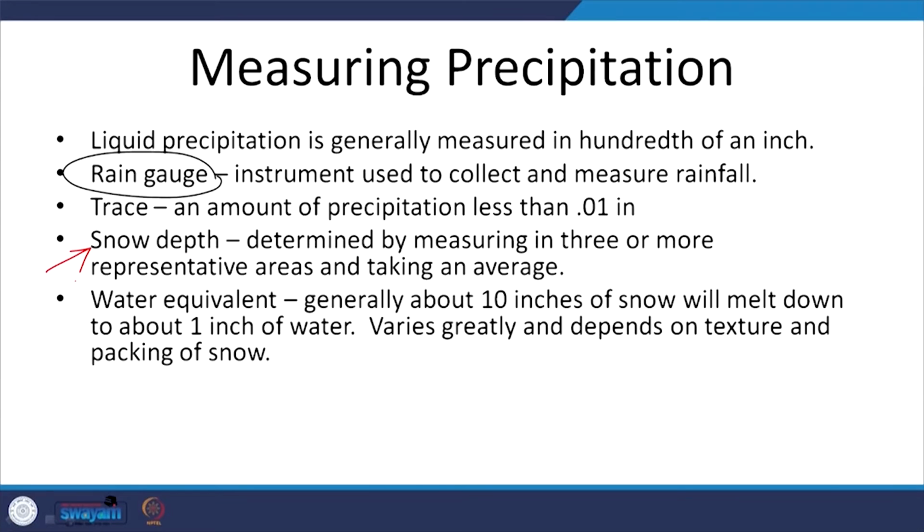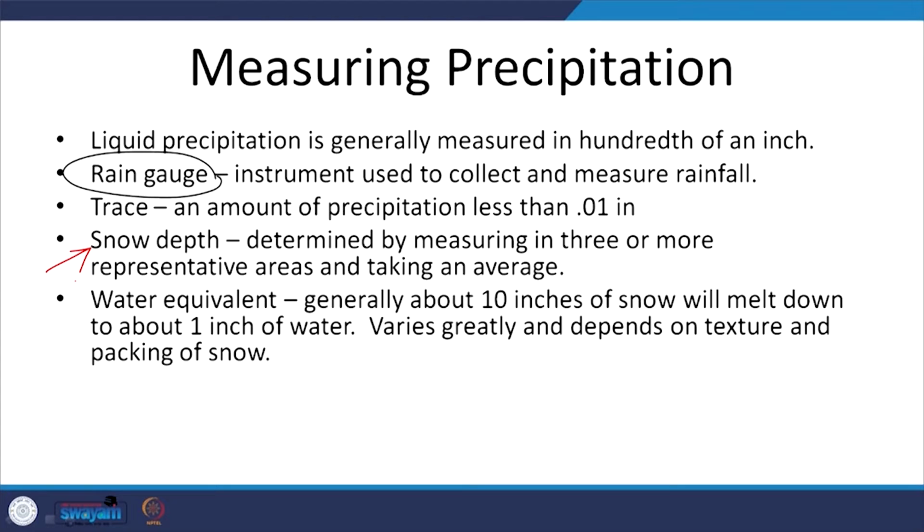If you want to quantify snow, just like you have quantified rain in units of inches, you can also quantify how much snow has fallen. It is determined by measuring the depth of snow in three or more different areas over a period of time, and then you take an average, right. So, what is the equivalence between the amount of snow and the amount of rain?